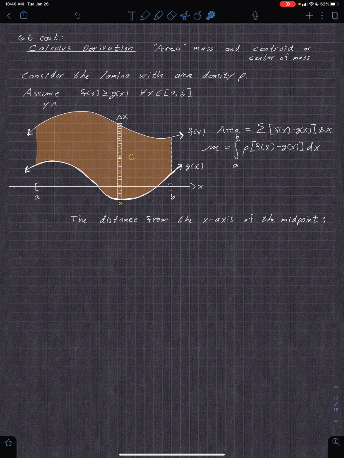Okay, so what we look at then is you take this height, this f of x and g of x, add them up and divide by 2, and that gives you the y value. So we call that the average or midpoint, which is then one half of f of x plus g of x.